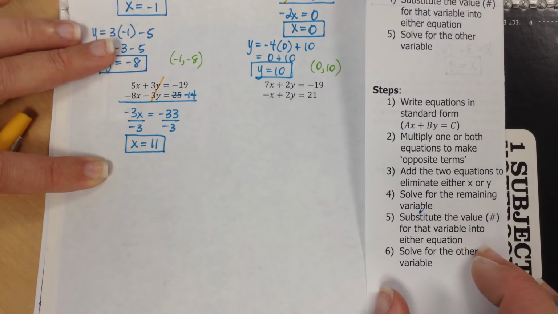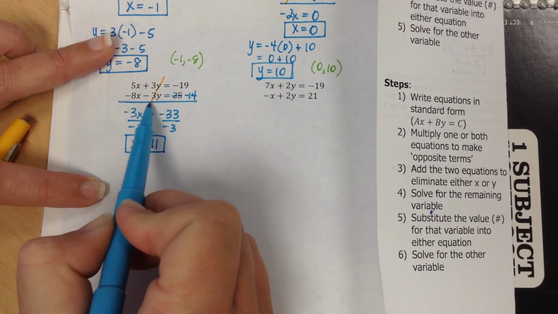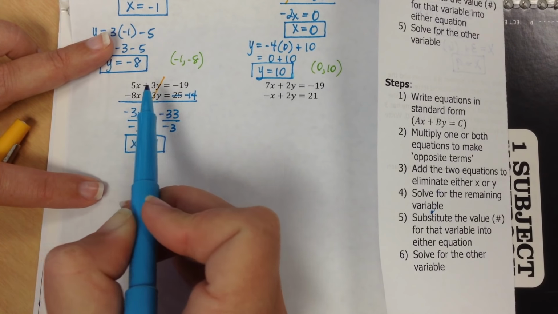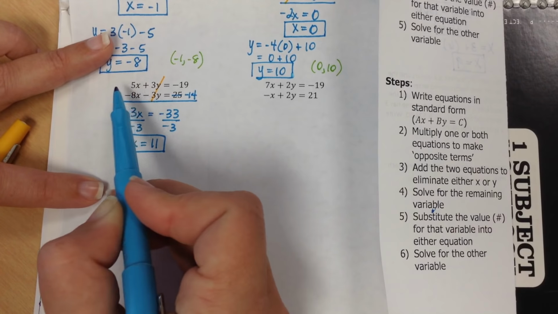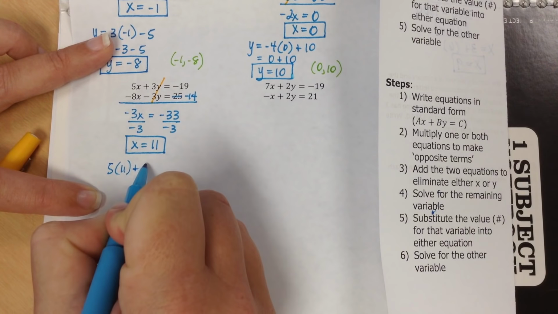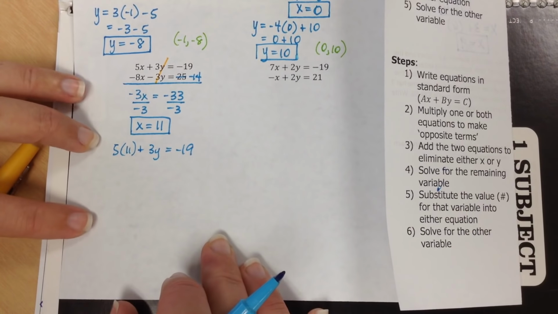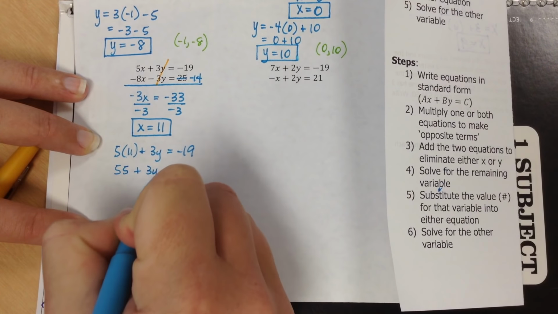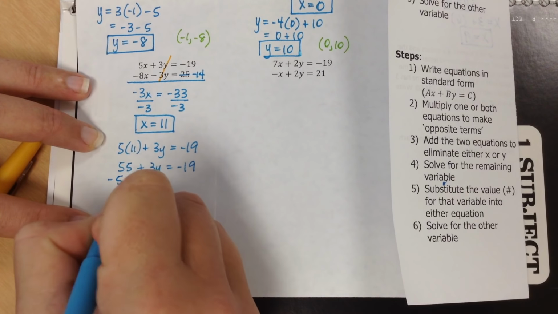So we already know x, doesn't matter who you plug back into. Here's what I notice. This y is negative. This one's positive. Positive numbers are always easier to deal with than negative ones. So I'm going to choose to plug back into the first equation. 5 times x, which is 11, plus 3y equals negative 19. And from here, we just get y by itself. 5 times 11 gives me 55, plus 3y equals negative 19. We'll subtract 55 from both sides.